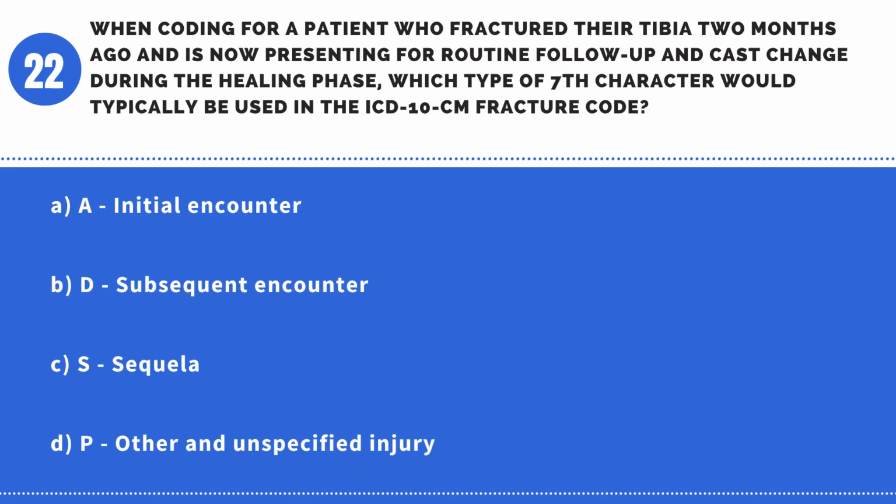Question 22. When coding for a patient who fractured their tibia 2 months ago and is now presenting for routine follow-up and cast change during the healing phase, which type of seventh character would typically be used in the ICD-10-CM fracture code? A. Initial encounter. B. D. Subsequent encounter. C. S. Sequela. D. P. Other and unspecified injury.